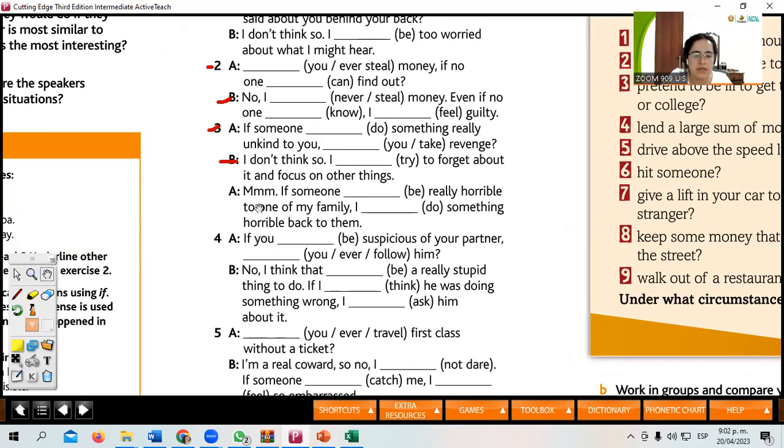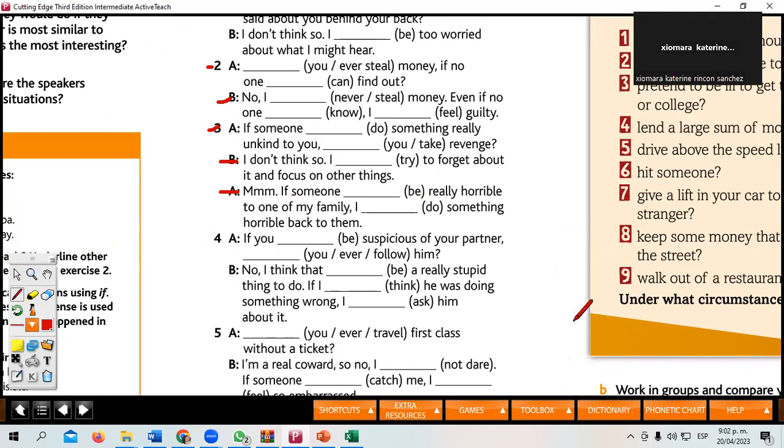Ahí continúa la conversación. Acá en la siguiente línea. If someone were really horrible to one of my family, I would do something horrible back to them. Okay, in this case we use someone was, okay? Con he o she, sí usamos el was. La excepción es para el I, ¿no? Para el yo. Como es someone, es alguien, entonces usamos was. If someone was really horrible to one of my family, I would do something horrible back to them.